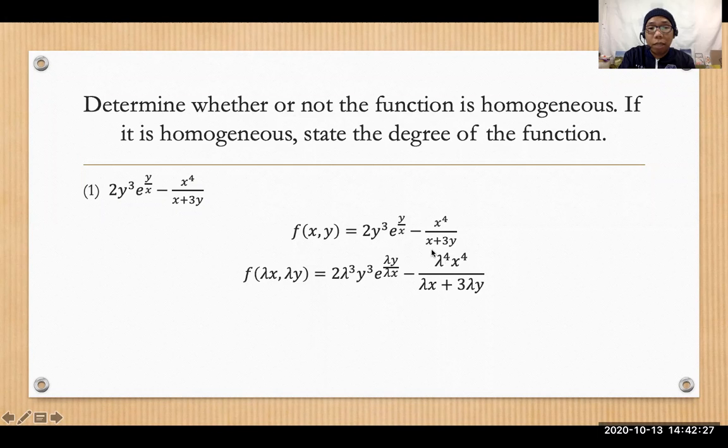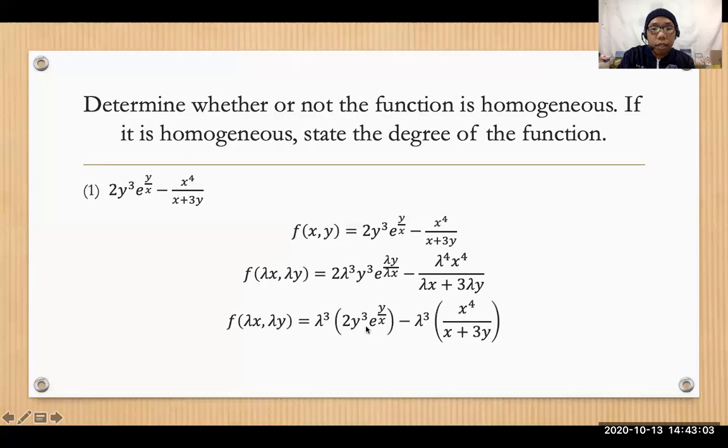So you have the quantity lambda x raised to 4, or lambda raised to 4 times x raised to 4, divided by your denominator, which is lambda x, and you add 3y, or 3 lambda y. Now, our next step is we will factor out lambda. If we are able to factor out lambda from this function, and no lambda is being seen in the original function, then that is a homogeneous function.